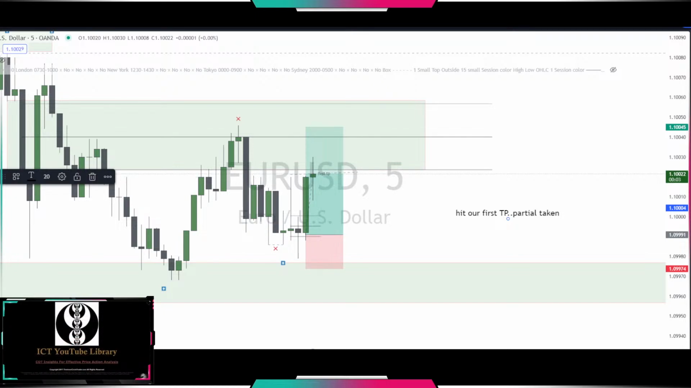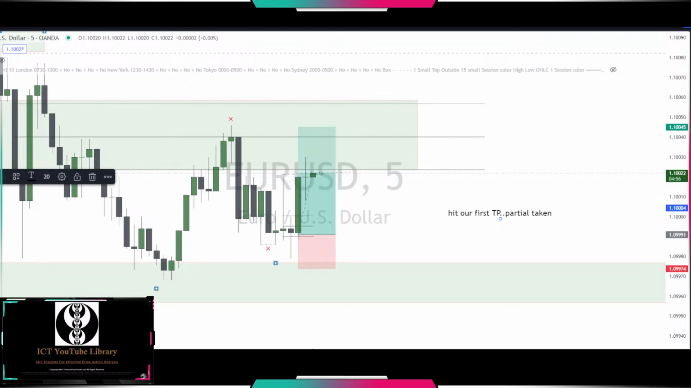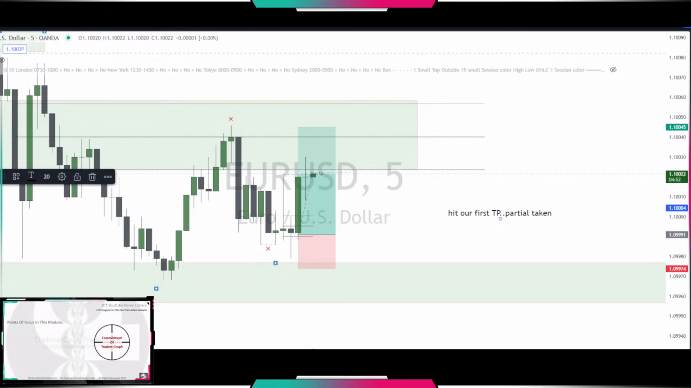Okay, folks, welcome back. This teaching is going to be on the Commitment of Traders Report, Insights for Effective Price Action Analysis. Okay, Commitment of Traders report in graph format.